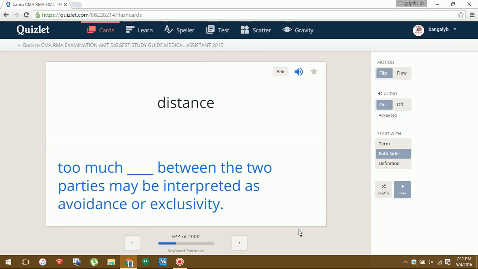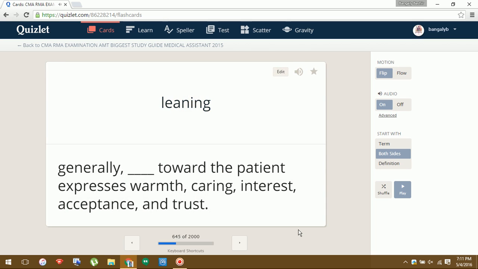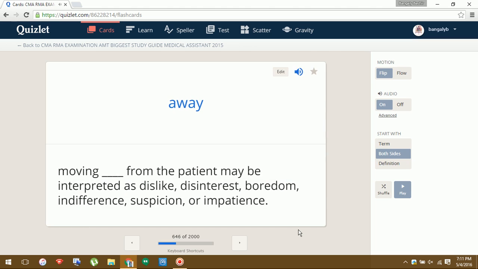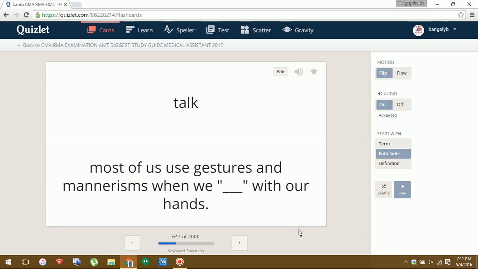Distance. Too much blank between the two parties may be interpreted as avoidance or exclusivity. Leaning. Generally, blank toward the patient expresses warmth, caring, interest, acceptance, and trust. Away. Moving blank from the patient may be interpreted as dislike, disinterest, boredom, indifference, suspicion, or impatience. Talk. Most of us use gestures and mannerisms when we blank with our hands.